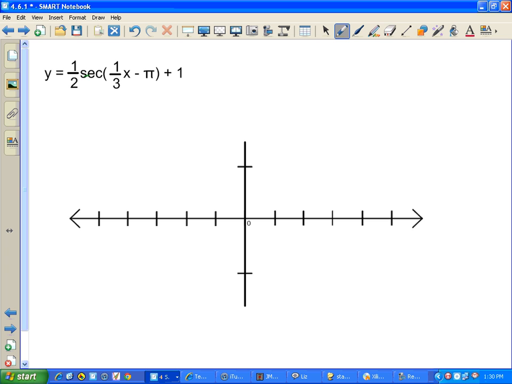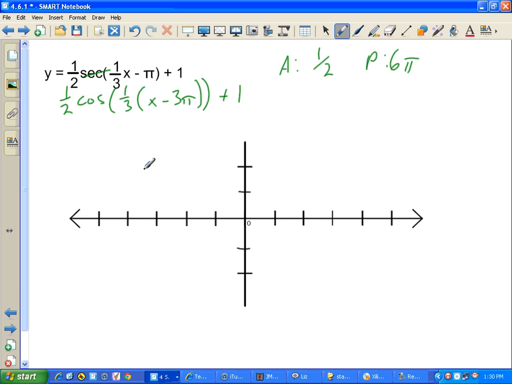So this is secant, which means I'm actually going to graph the cosine with all the same transformations on it. So I'm going to factor here. If I'm factoring out 1/3, that's the same as multiplying by 3. Okay. So my amplitude is a half. My period would be 2 pi times 3, which would be 6 pi. So what I'm going to do is put a couple extra lines in here. Since I'm going up 1, I want to put my base line in here just as a reference.